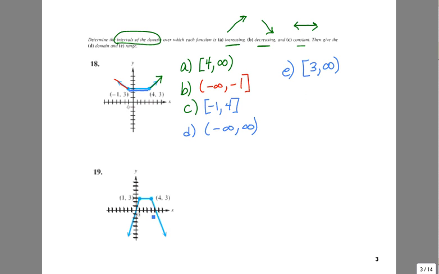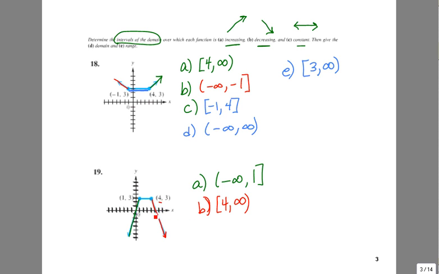Number 19 is almost identical to this, except that the graph is going to change where it's increasing and decreasing. In part A, where is the graph increasing? Well, that's increasing here from negative infinity up to the x value of 1. Where is it decreasing? That's decreasing here, which is the x value of 4 to infinity.